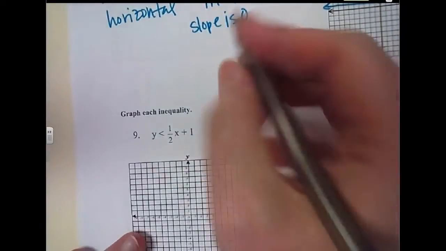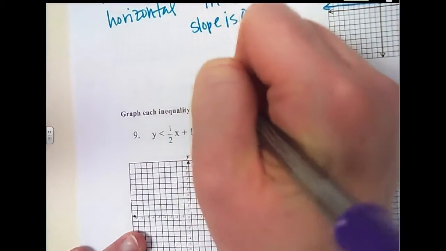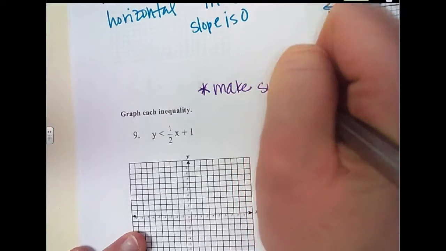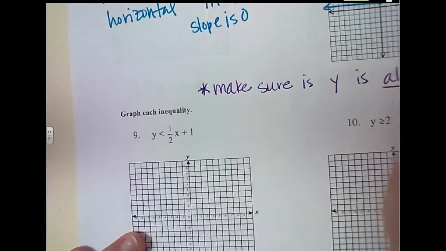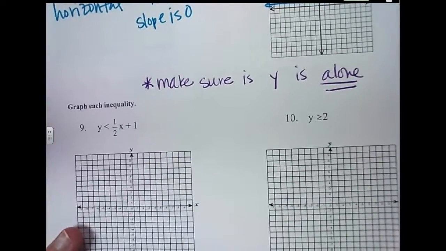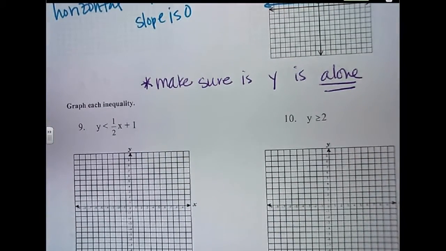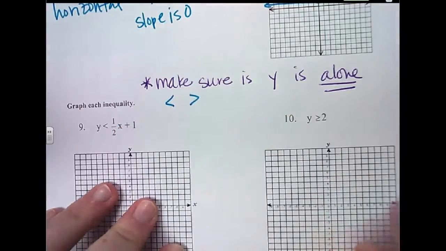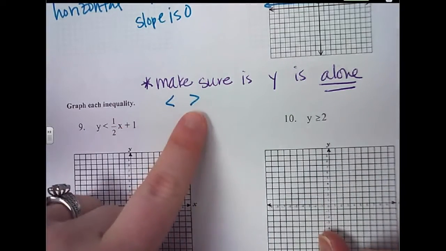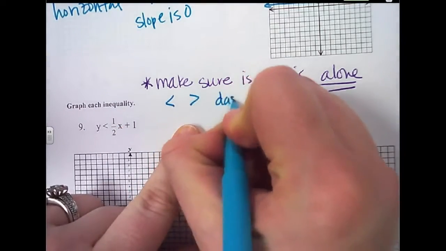So inequalities, what's special about this? First of all, when you graph this, make sure y is by itself. I'm going to say alone. Make sure y is alone. If you don't have y by itself, you're going to get y by itself first. If you have a less than or greater than sign, you're going to draw a dashed line.